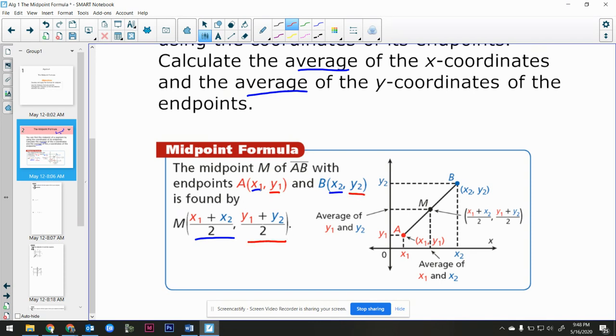A common misconception is to try to take x1 plus y1, like try to take both of these coordinates together, then divided by 2. No. You're taking the x coordinate from one and the x coordinate from the other, adding the x's together, then dividing by 2.